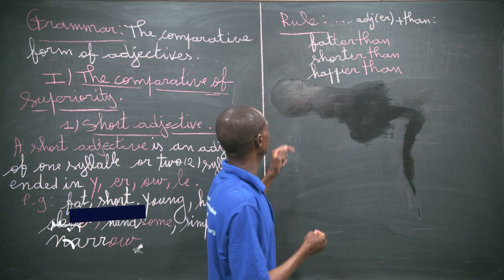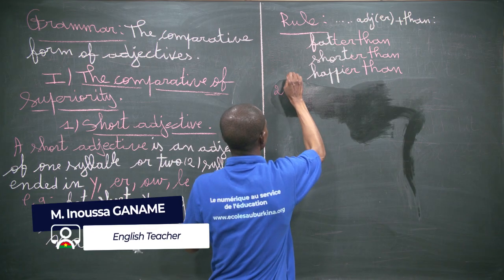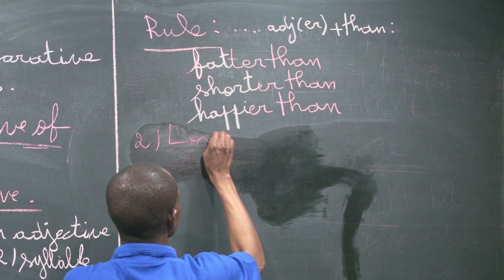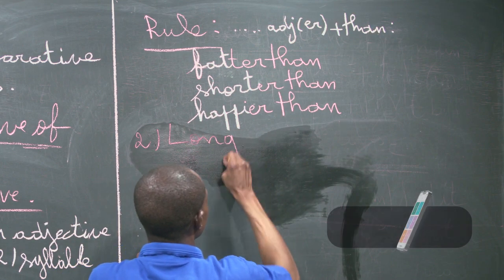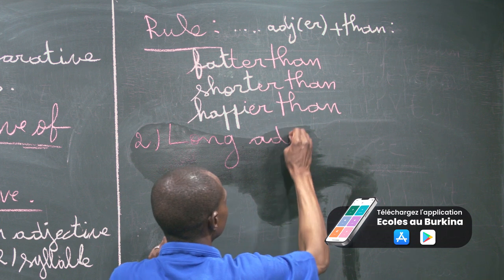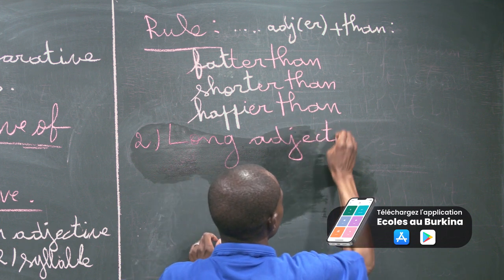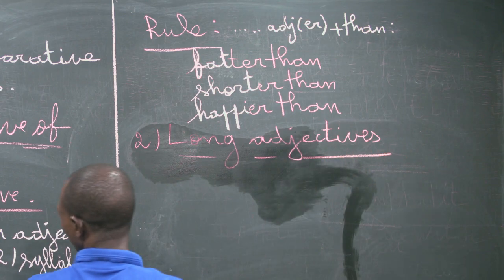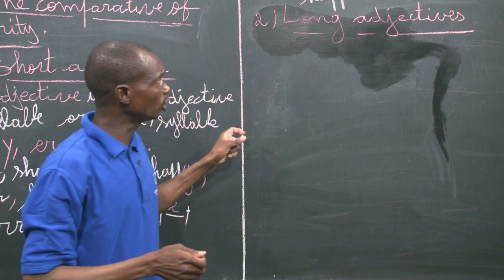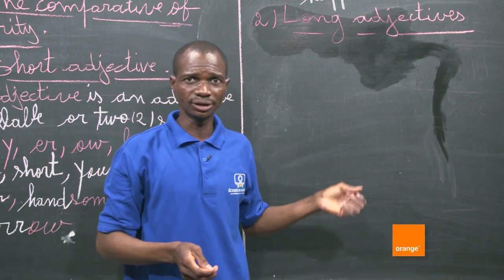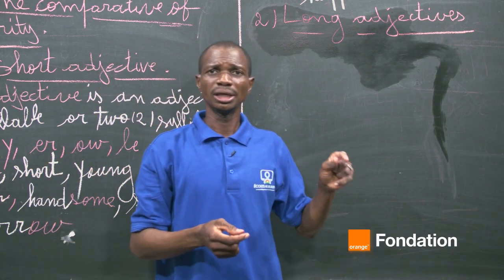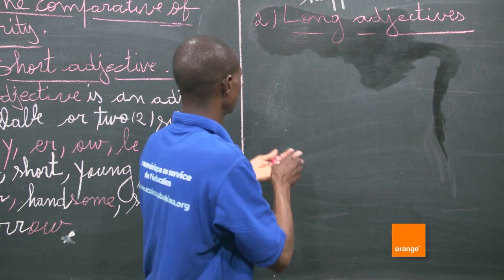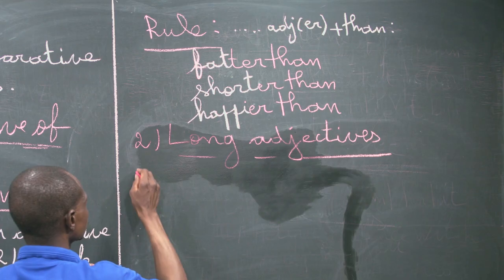So we are going to deal with the long adjective. Okay. Then here, what is a long adjective? A long adjective is any adjective of 2 or more than 2 syllables. Okay. Long adjective.